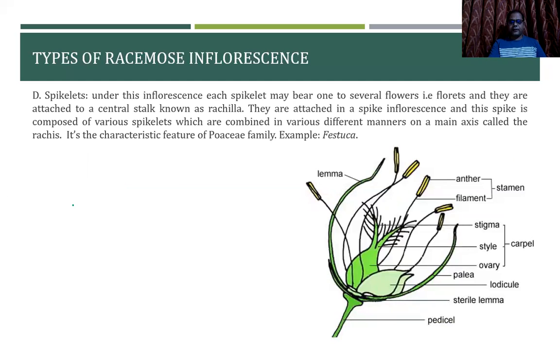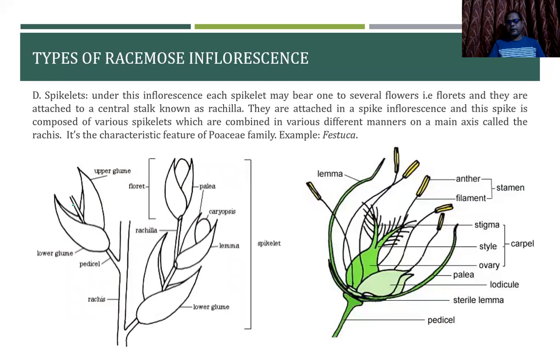The other inflorescence is what we call the spikelet kind of inflorescence. In the case of a spikelet, it is the characteristic feature of the Poaceae family, although it is also present in some other families. What is important here is the formation of sterile bracts, that is what we call the glumes. So we have got the sterile bract here. This is the sterile bract.